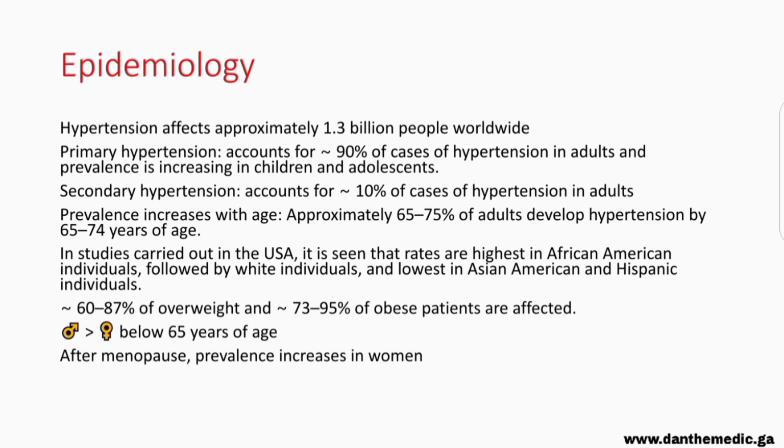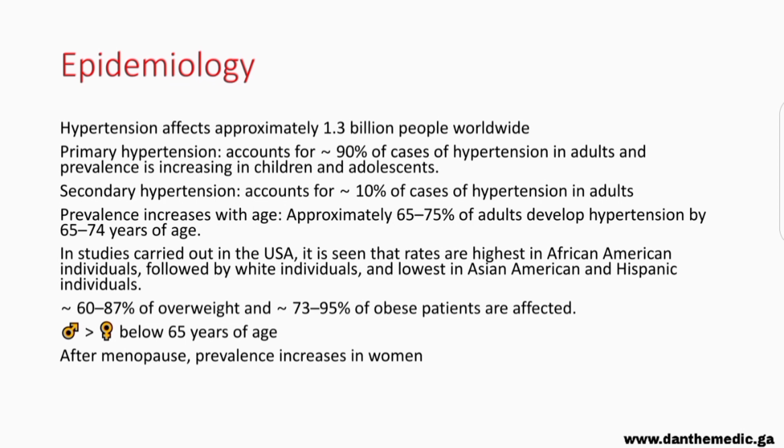The prevalence of hypertension increases with age. One of the risk factors for hypertension is actually advanced age. Approximately 65 to 75% of adults develop hypertension by 65 to 74 years of age. In some studies carried out in the US, it was seen that hypertension was highest in the African American community, followed by individuals of Caucasian descent, and then it was lower in the Asian American and Hispanic community.